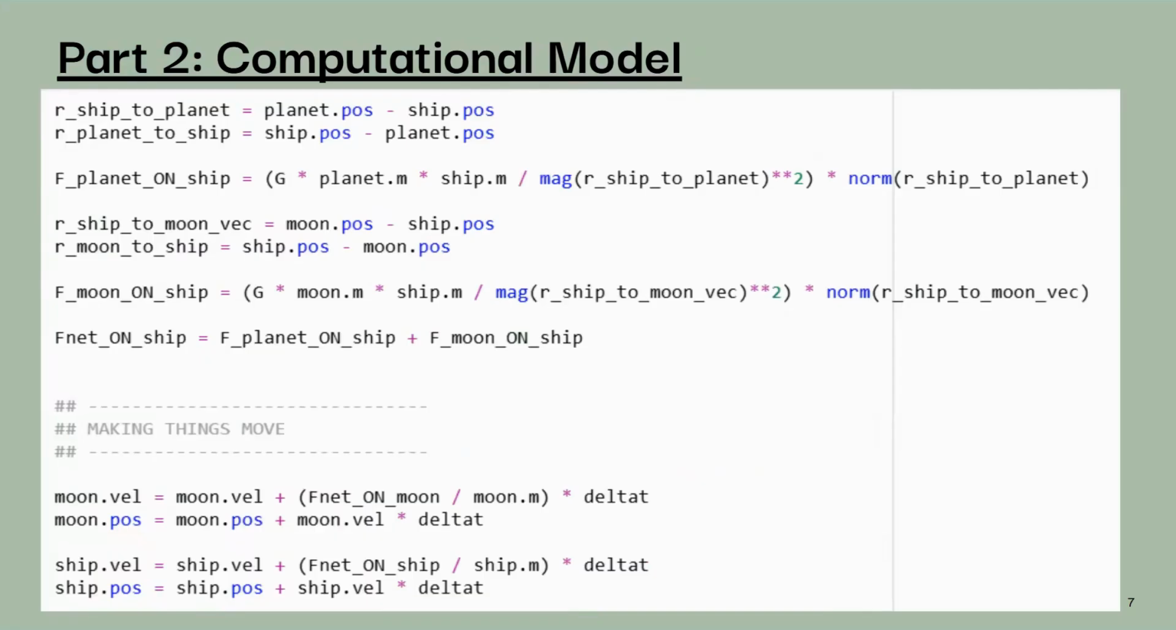To simulate the motion of the system, the code calculates gravitational forces at every time step. The spaceship experiences gravity from both the planet and the moon. The gravitational forces from each body are calculated separately and then added together to determine the net force on the spaceship. Using Newton's second law, the acceleration of the spaceship is calculated from the net force. The velocity is then updated based on the acceleration, and the position is updated using the new velocity. By repeating this process many times, the simulation generates the trajectory of the spaceship over time.